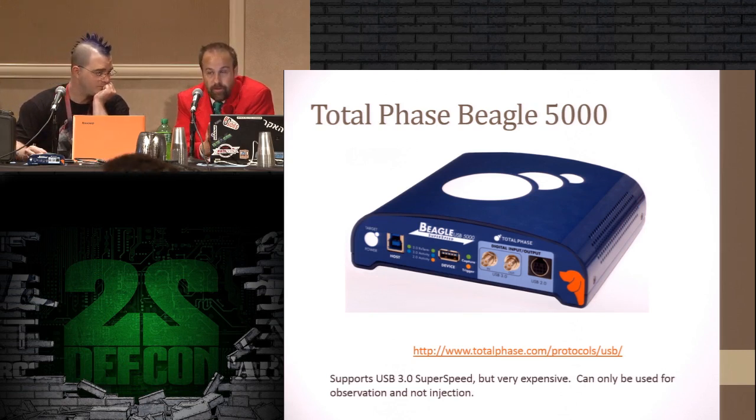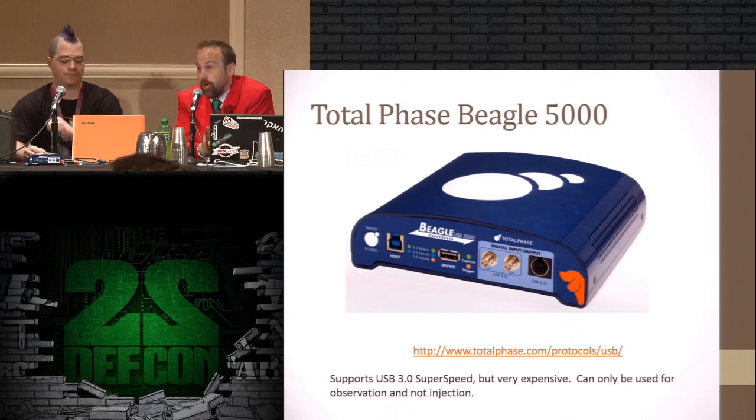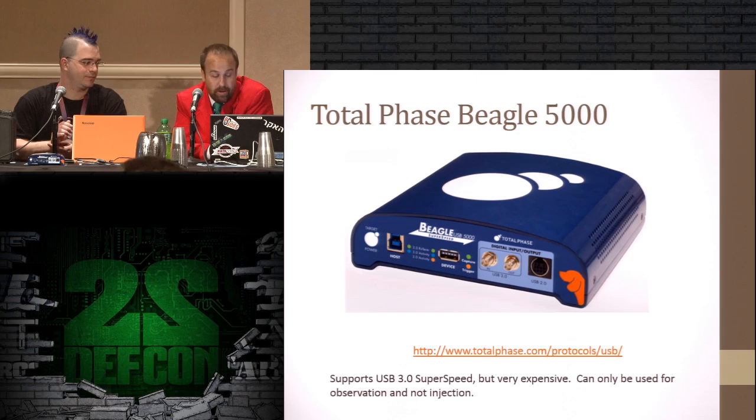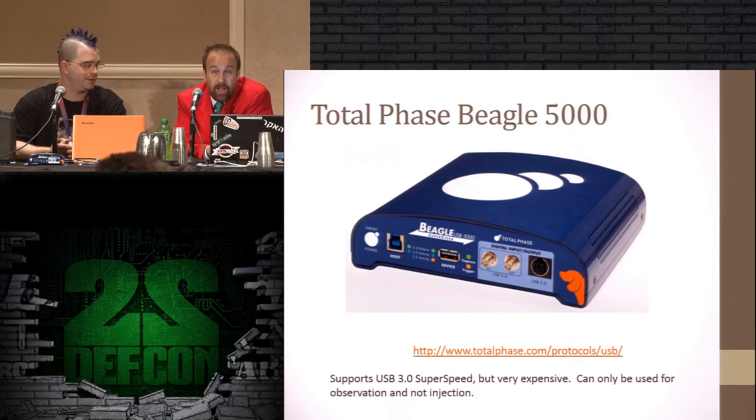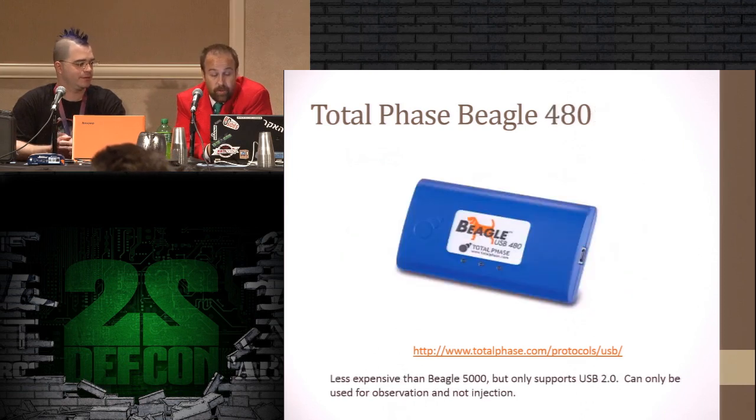There's also, if you don't care about the 3.0 SuperSpeed, the Beagle 480, which is less expensive. So we've got one over here for some demos. It's a lot less expensive, but it only supports 2.0, and like the 5000, it can only be used for observation.